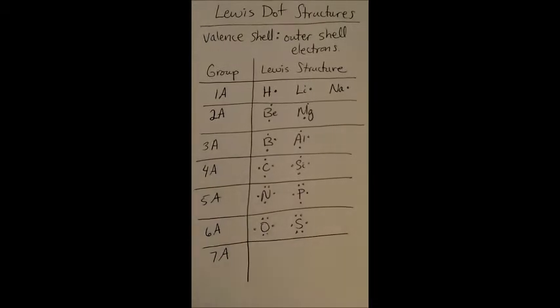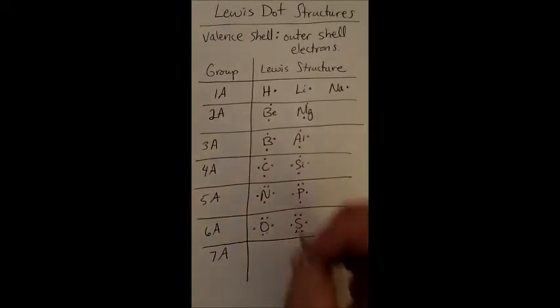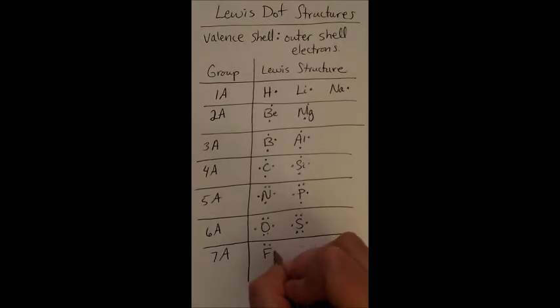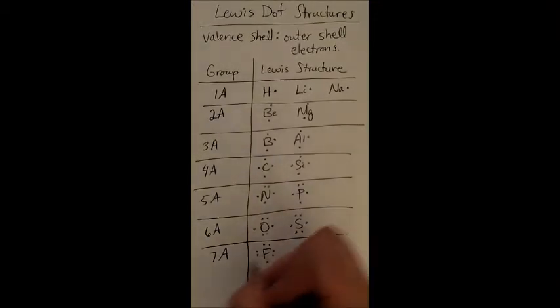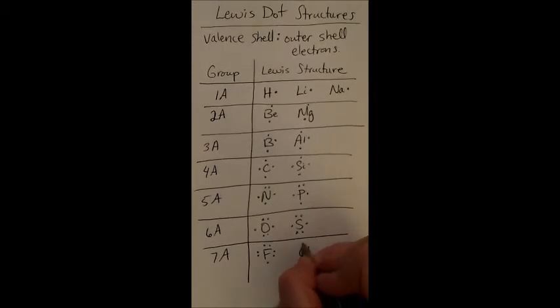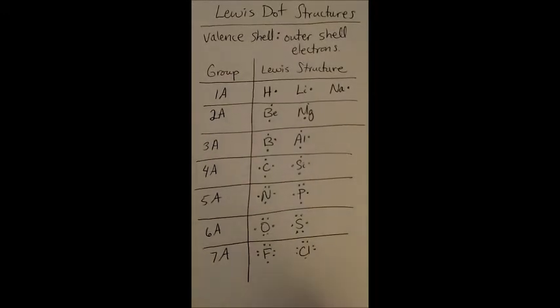Moving along now to 7A, we have fluorine, 1, 2, 3, 4, 5, 6, 7 electrons in its outer shell. And chlorine, 1, 2, 3, 4, 5, 6, 7 electrons in its outer shell.